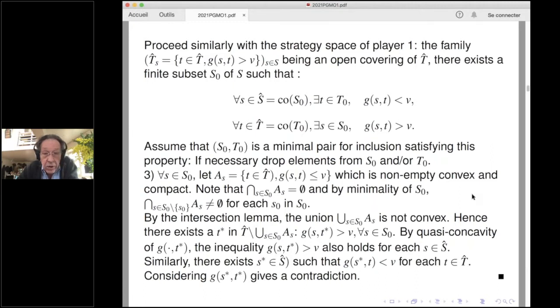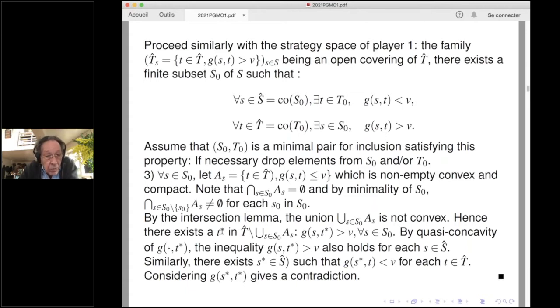So using the intersection lemma, this implies that the union of the A_S is not convex. Remember that the intersection lemma had two hypotheses. First, the union was convex. Two, the intersection of all sets except one was non-empty. And the conclusion was that the intersection of all was non-empty. In our case, the intersection of all is empty, and the intersection of all except one is non-empty. So it implies that the union is not convex. Since the sets T hat and S hat are convex, it means that the union doesn't cover T hat.